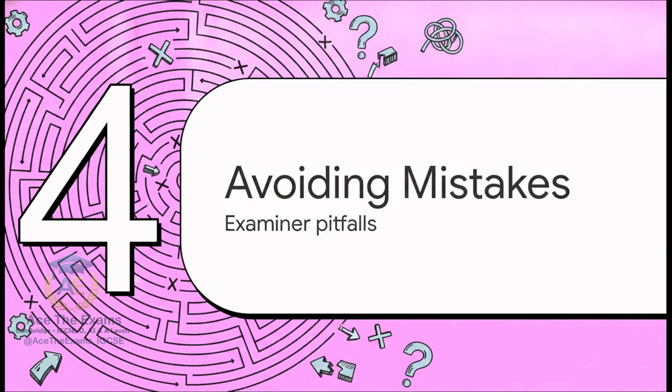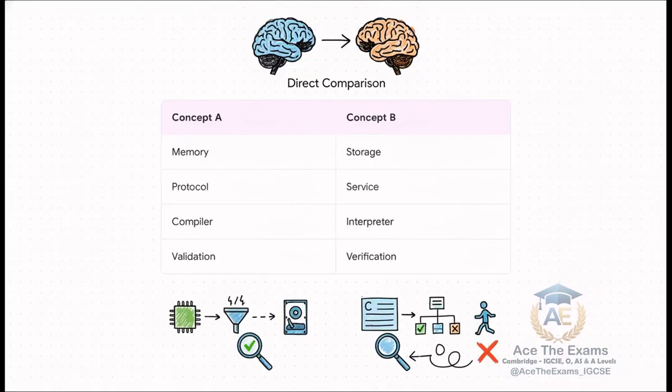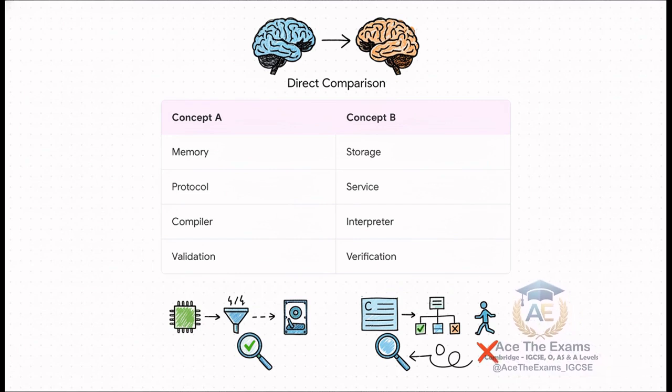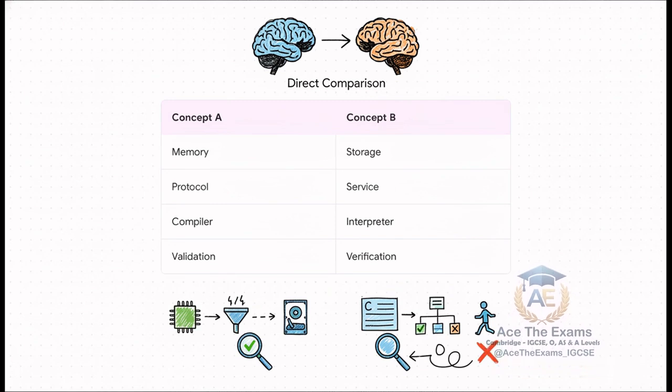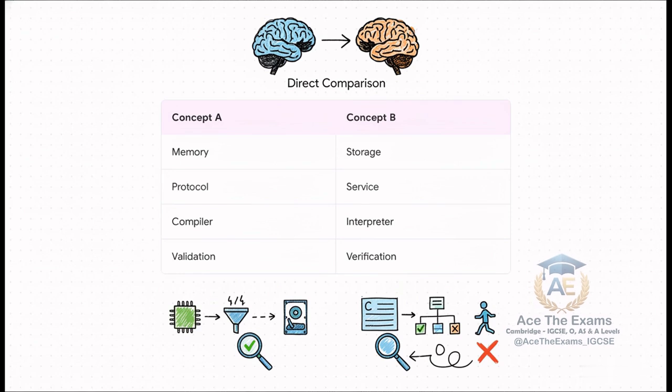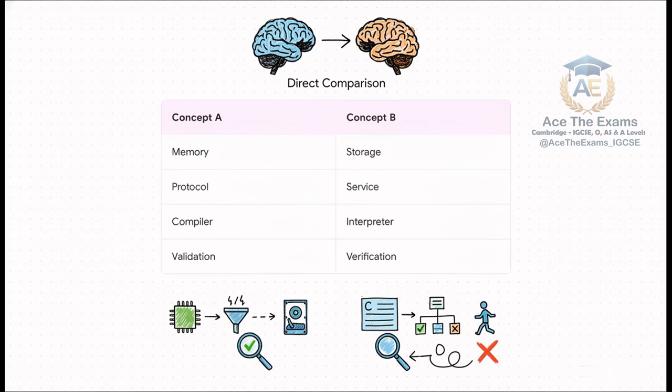Now for Section 4, avoiding classic mistakes. Even with a brilliant framework in place, we still need to carefully navigate the common roadblocks and examiner pitfalls that trip up thousands of students every year. Examiners frequently, and I mean constantly, see students mix up these closely related concepts. So training your brain to compare them directly is an absolute game changer. The theoretical foundations of computer science often depend on distinguishing between concepts that sound very similar but function in entirely different ways. Let's look at a few.